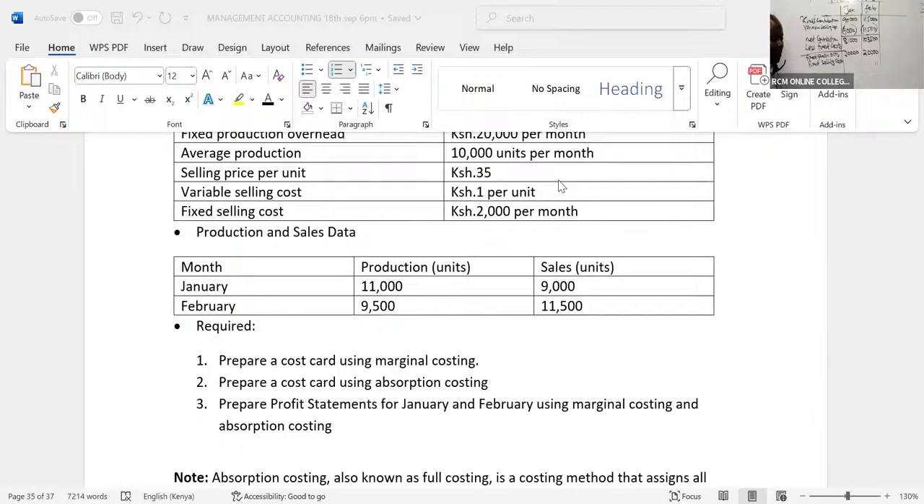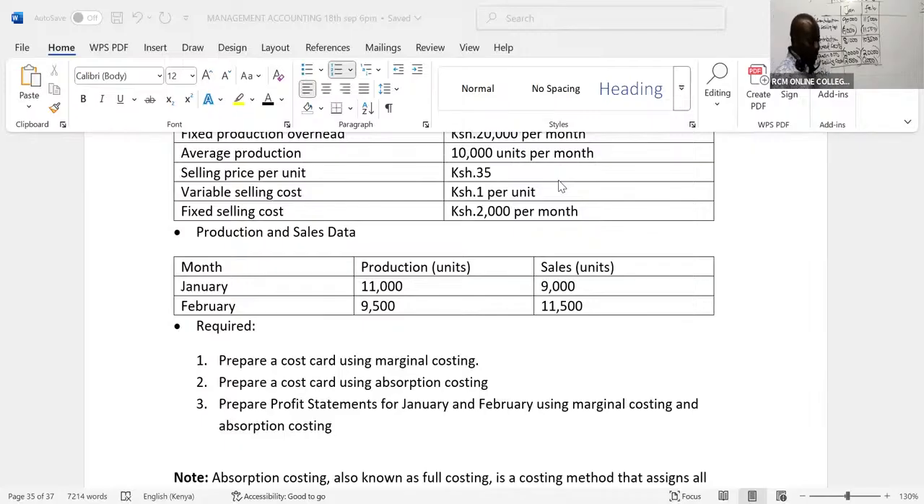Then we have the fixed selling cost. Are you able to see the fixed selling cost of 2,000 per month as well? Now you are able to get our profit right away. So for January, it will be 81,000 minus 20,000 minus 2,000.